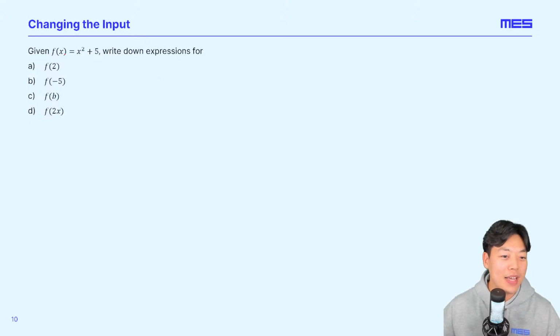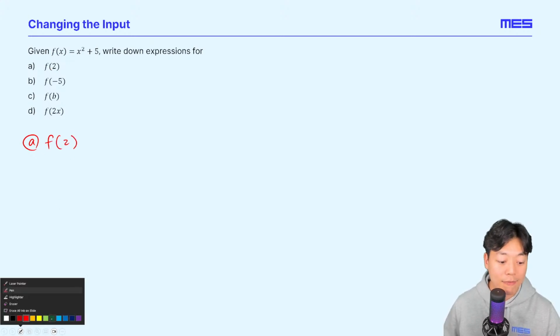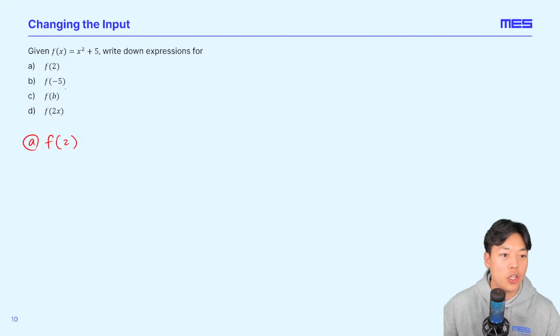So now given f of x is equal to x squared plus 5, write down expressions for f of 2. Letter A says, Suranya, welcome. Big W from you as well. Beautiful. So we have f of 2. And keep in mind, whenever we have something within the parentheses of our function, we substitute all of it into every x that we see.